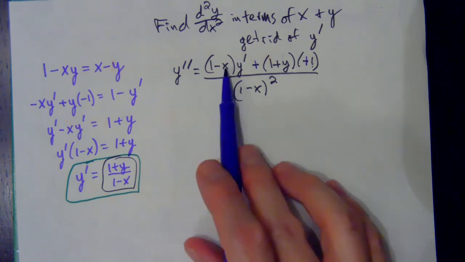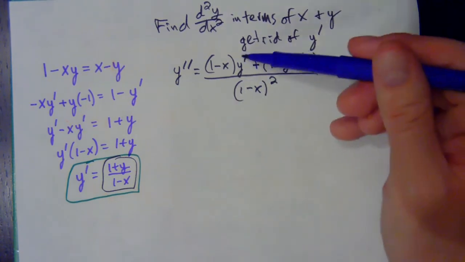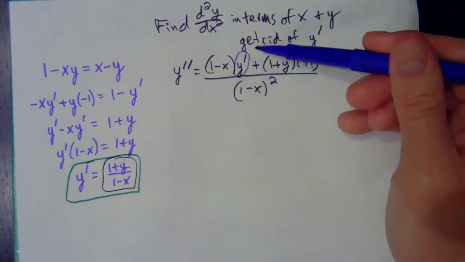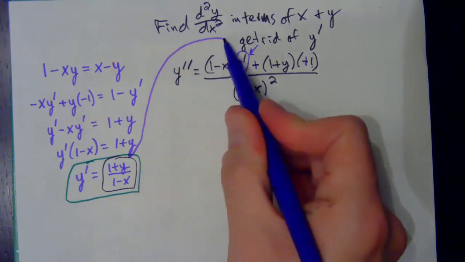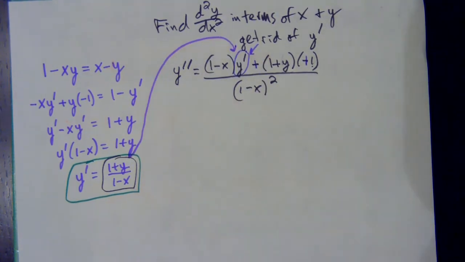And then here's the deal. So the x's and y's are okay. You have to always get rid of that y prime right there. And the way you're always going to do that, that's why I boxed this over here. This is your y prime. This is your first derivative. So you're going to take this answer and insert that for the y prime.